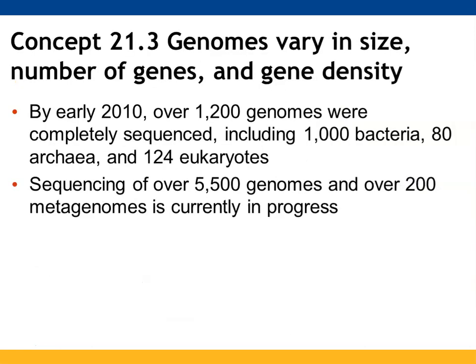As we've talked about already, genomes do vary in size as well as gene numbers and gene density. As of 2010, there have been 1,200 genomes that have been completely sequenced, primarily bacteria, but we have 124 eukaryotes, and there are lots more genomes and over 200 metagenomes currently in the process of being sequenced.